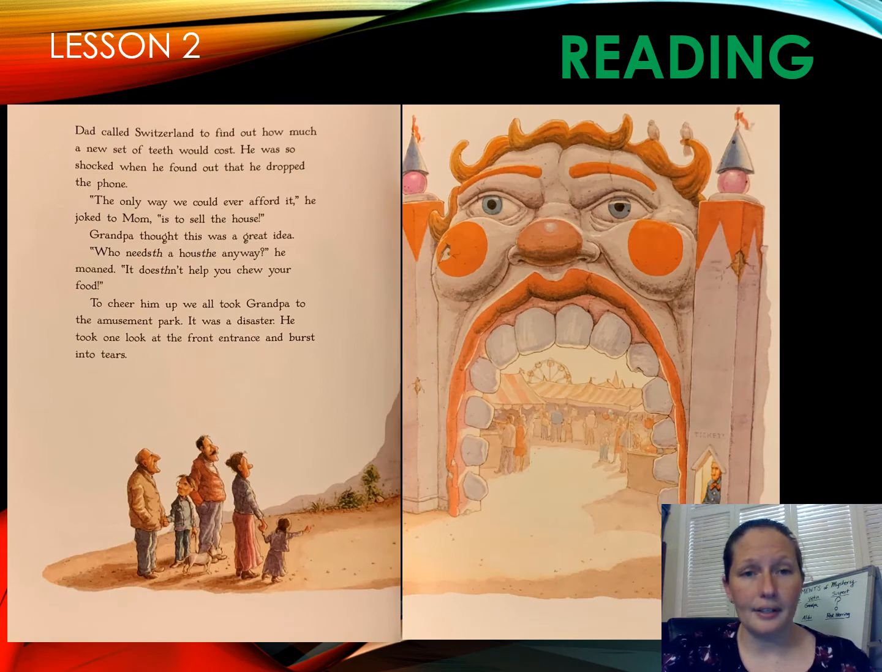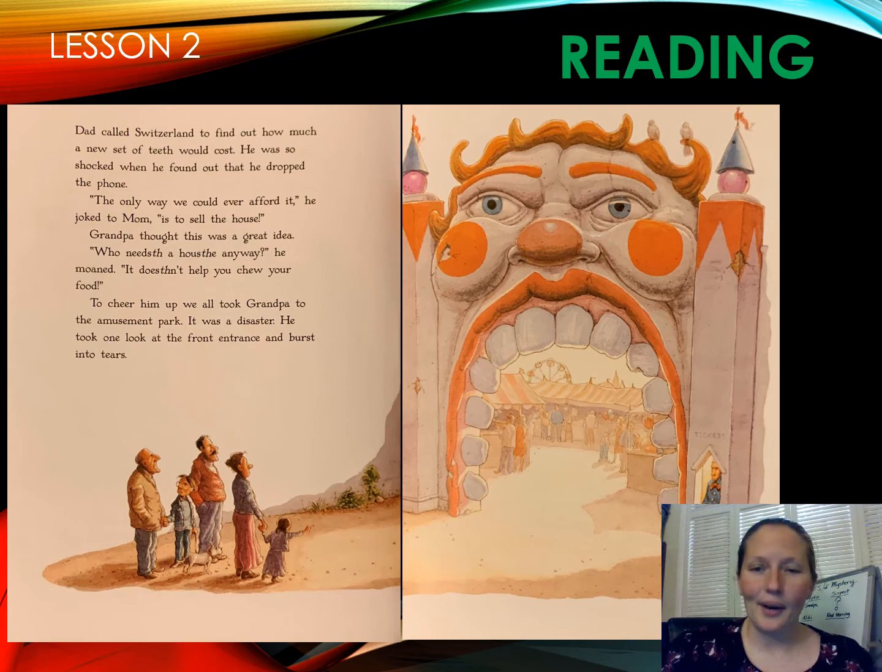Dad called Switzerland to find out how much a new set of teeth would cost. He was so shocked when he found out that he dropped the phone. The only way he could ever afford it, he joked to Mom, is to sell the house. Grandpa thought this was great. "Who needs a house anyway?" he moaned. "It doesn't help you chew your food." To cheer him up, we all took Grandpa to the amusement park. It was a disaster. He took one look at the front entrance and burst into tears.